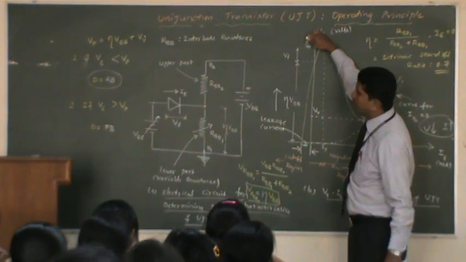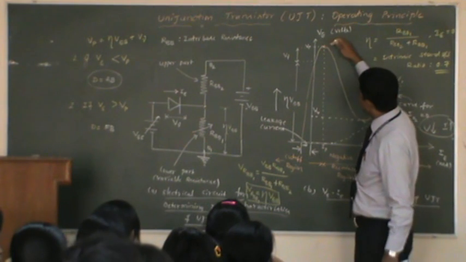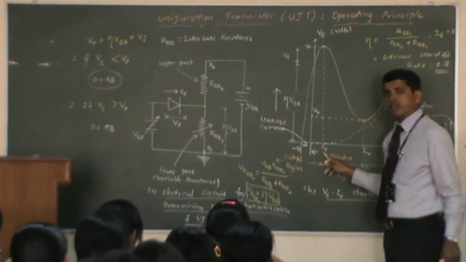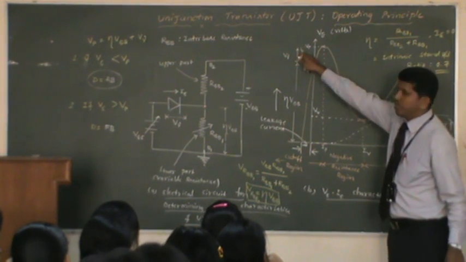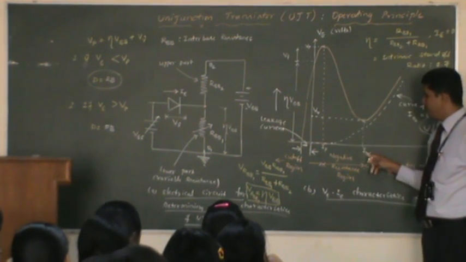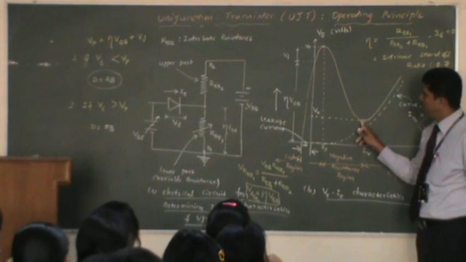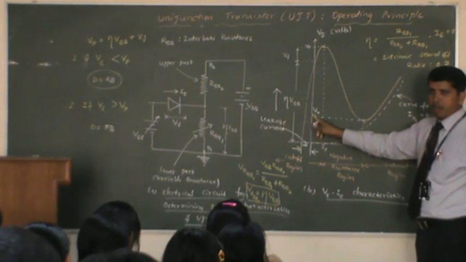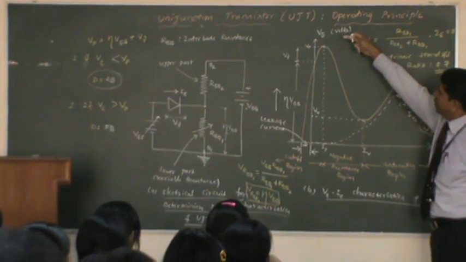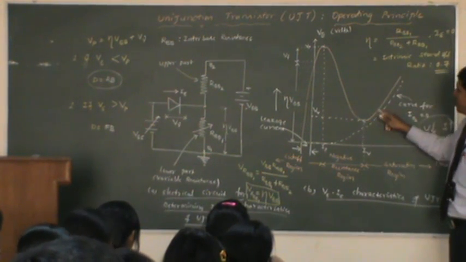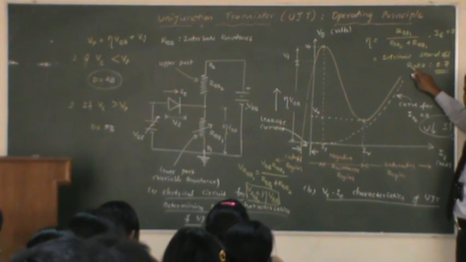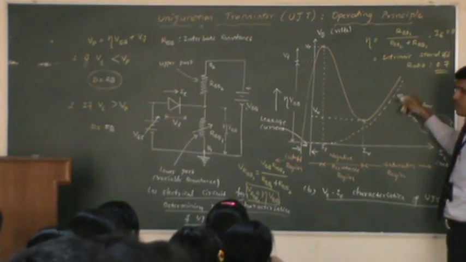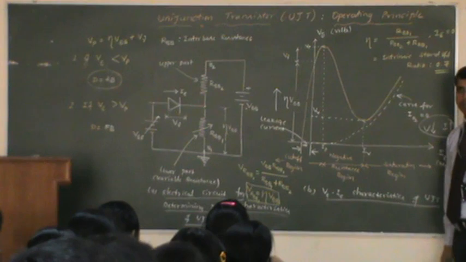Similarly, you can look here. This point is called the peak voltage, and corresponding to this, the associated current is called the peak current. There is a peak current here and a peak voltage here. Similarly, we have the valley current here, and the valley voltage here. And beyond that, if you still increase the emitter voltage, you can see that across the UJT, the voltage will again start increasing, and further, as usual, the current also will start increasing.